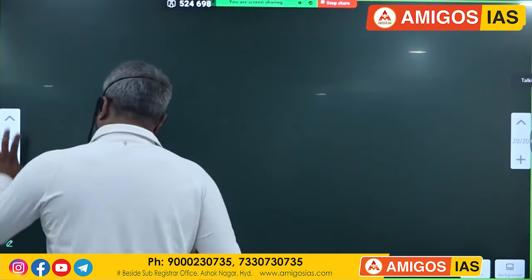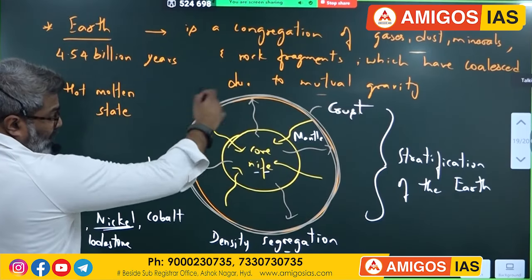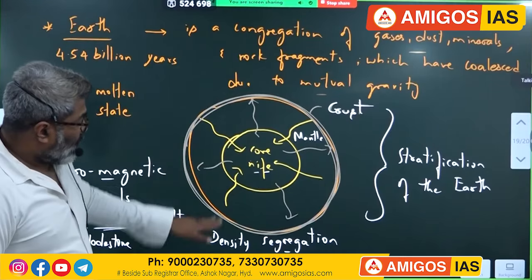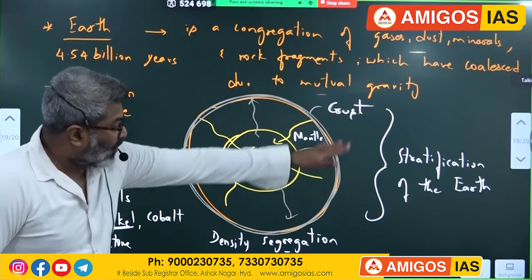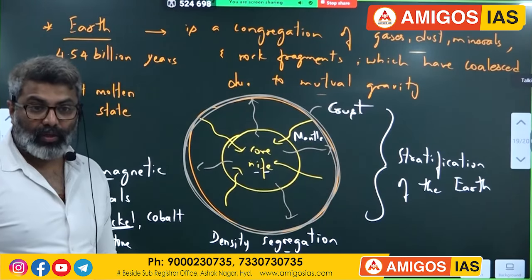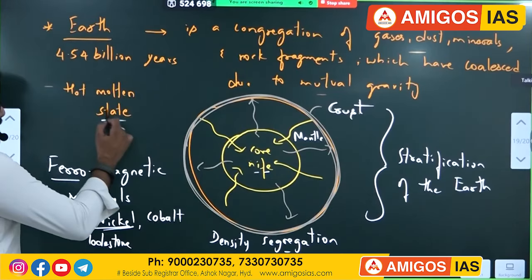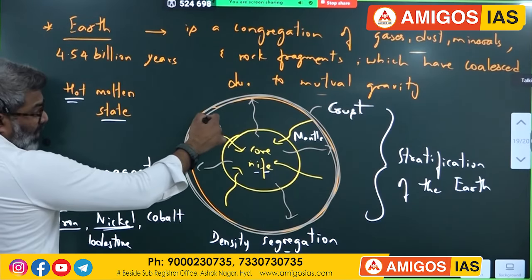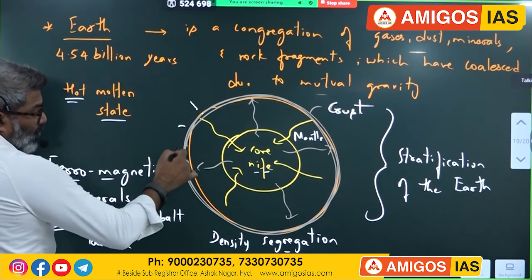I was discussing this earlier. How 3 layers were formed: crust, mantle and core. Due to density segregation, this led to the formation of 3 layers. Correct? And I told you, Earth was initially in the hot molten state. Any doubt in this? So which part of the Earth will cool? I told you the outer layer will cool.